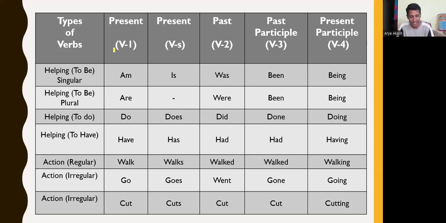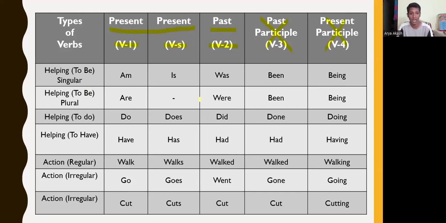I said in a sentence we use either the present form of the verb or the past form of the verb. Remember V1, VS or V2. We don't use V3 or V4 in place of a verb to form a sentence. We use only present or past verbs.